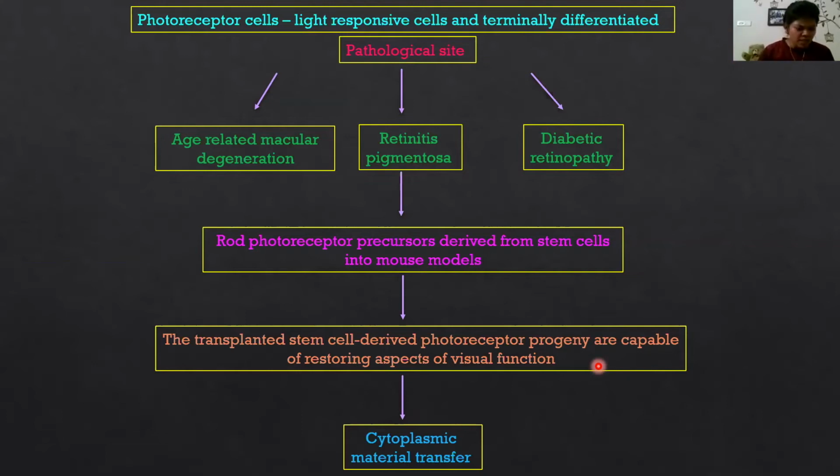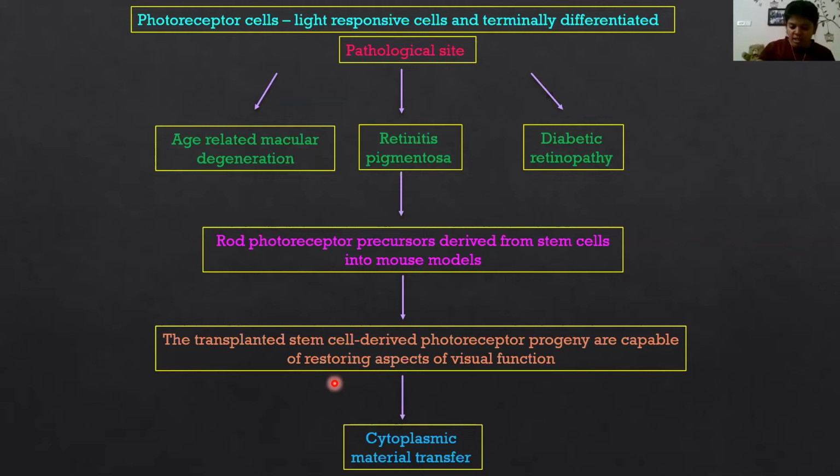So I'm just picking up one good example. There was one study where rod photoreceptor precursors, cells derived from stem cells, were injected into mouse retinal models. When they were injected, they were able to get good results. They were able to see that vision was being restored in the mouse models. And how did they interact?